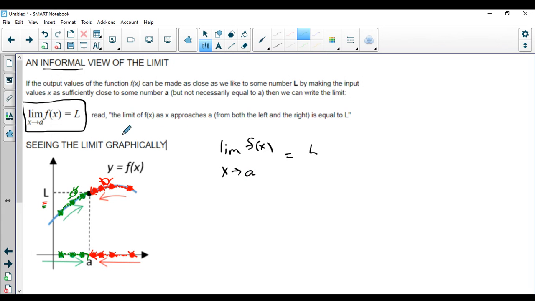All right. Now, there's a couple things in here that we don't want to get too much into, but if you reread this, it says, but not necessarily equal to a. And the idea of that is you don't necessarily ever have to get to this black dot. Or the black dot might not even be there in certain functions. You don't have to get to it for there to be a limit or for the limit to be L. You might be saying, what the heck are you talking about?